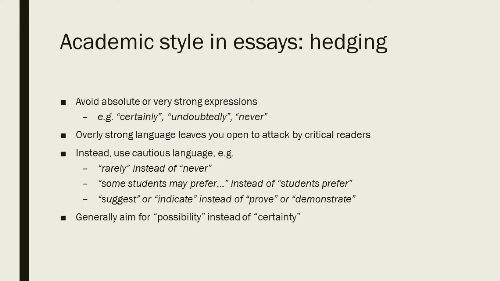For instance, in place of never, you could use rarely, or in place of students prefer, you could use some students may prefer. You should also replace strong verbs like prove or demonstrate with more tentative verbs like suggest or indicate. In general, it's better to express possibility than certainty when you make statements in your academic writing.